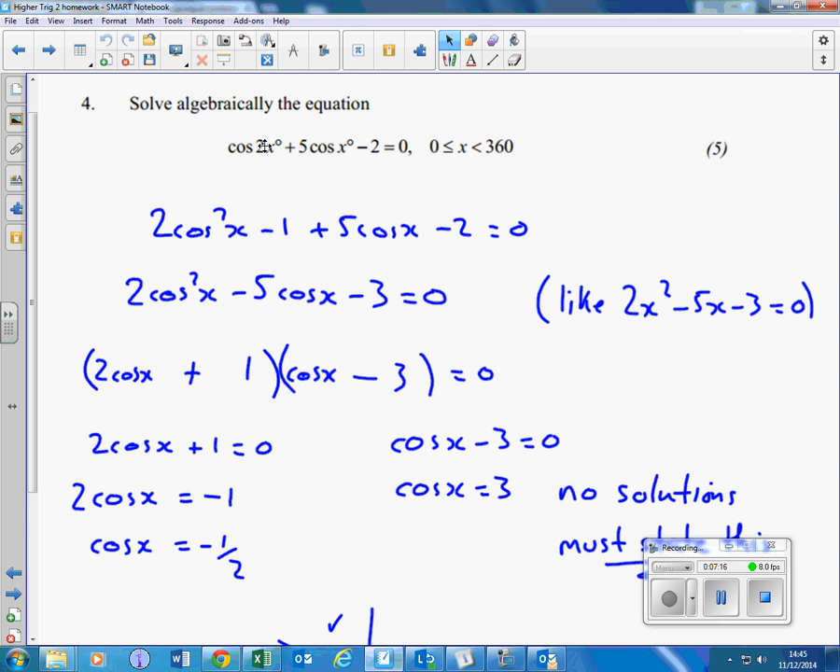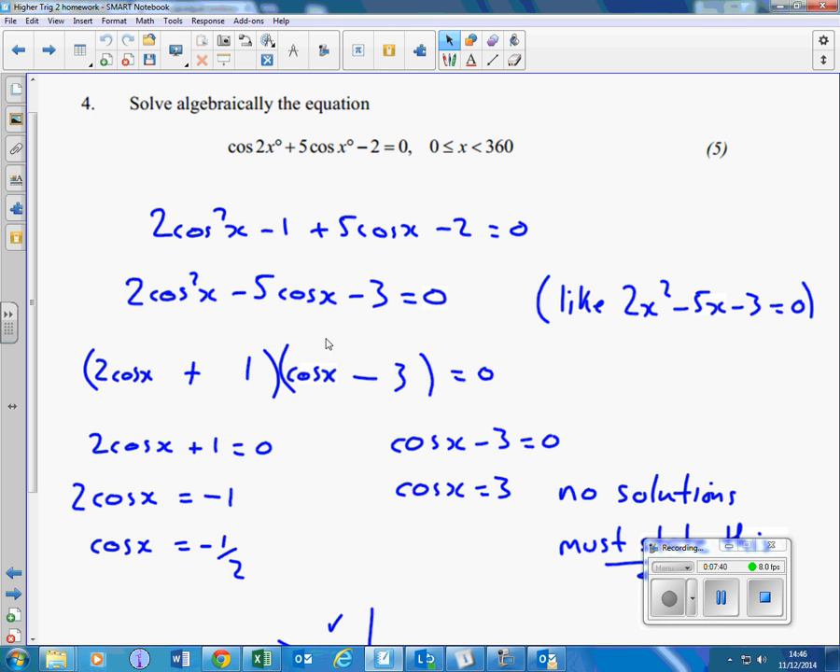So my cos 2x becomes 2 cos squared x minus 1 plus the 5 cos x, subtract 2. Tidy that up. So minus 1 minus 2 is minus 3. So we end up with 2 cos squared minus 5 cos minus 3 equals 0. We can factorize that just like 2x squared minus 5x minus 3 equals 0. Exactly the same.